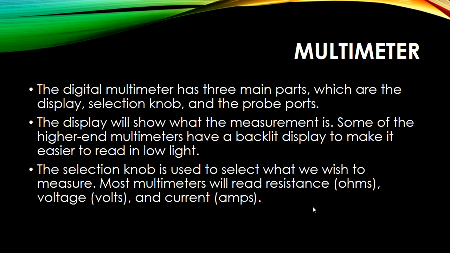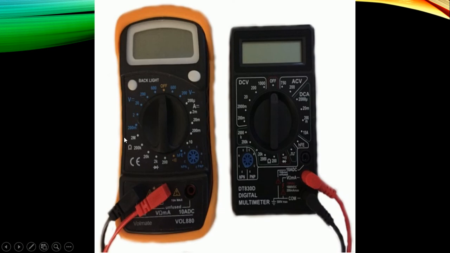Most multimeters will read resistance in ohms, voltage in volts, and current in amps or amperes. For the selection knob, there is a label. This one is for the voltage, this is for amperes, and this is for resistance. For volts, we have the direct and alternating, then amperes, and then resistance. It clearly has labels, so you will not be confused.